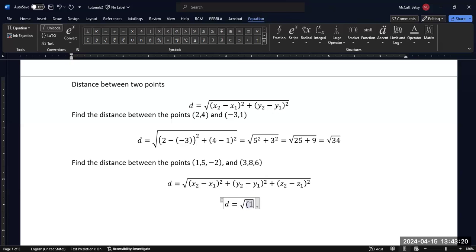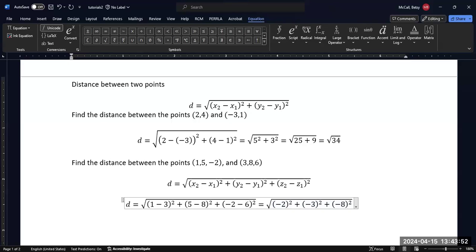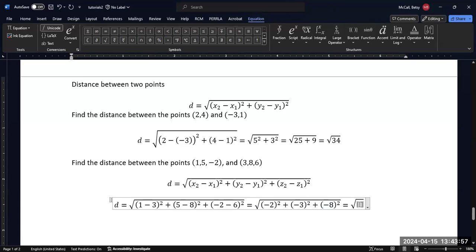So 1 minus 3, and then in our y coordinate, 5 minus 8, and then in our z coordinate, -2 minus 6. And this is going to give me -2 squared and -3 squared, and then -8 squared. None of the minuses are going to survive the square. That's important. You should not be subtracting under the square root. You should end up adding everything.